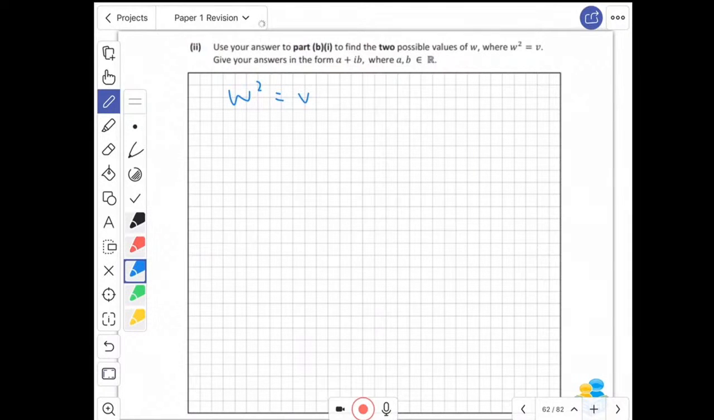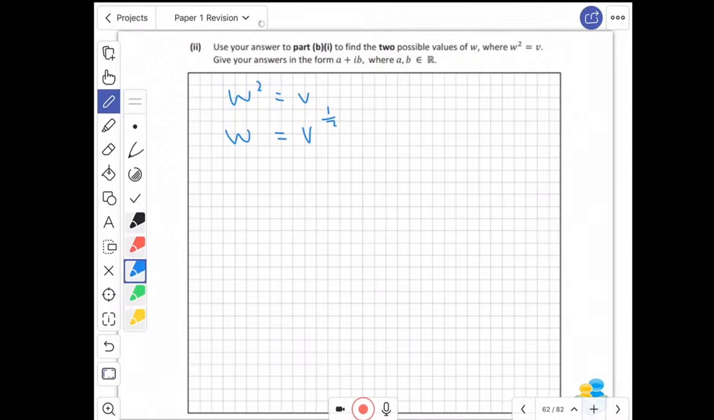Okay, so basically what you need to do then is you need to say, right, that means I'm trying to work out the value of w, which means I need to get rid of that squared, which means basically what we're trying to do is we're trying to find v to the power of a half, like I'm square rooting both sides. So I need to go and apply that then to my question.